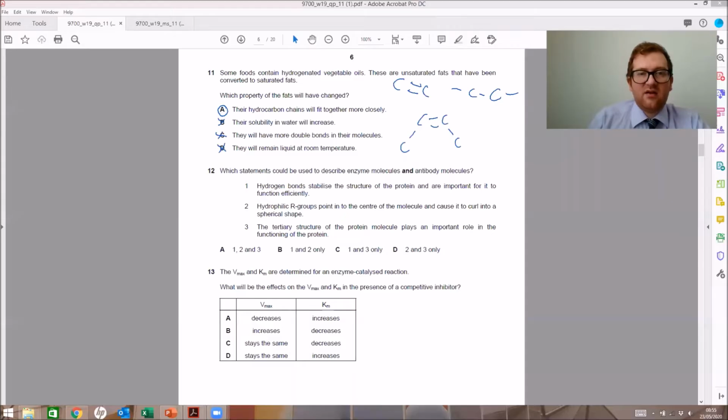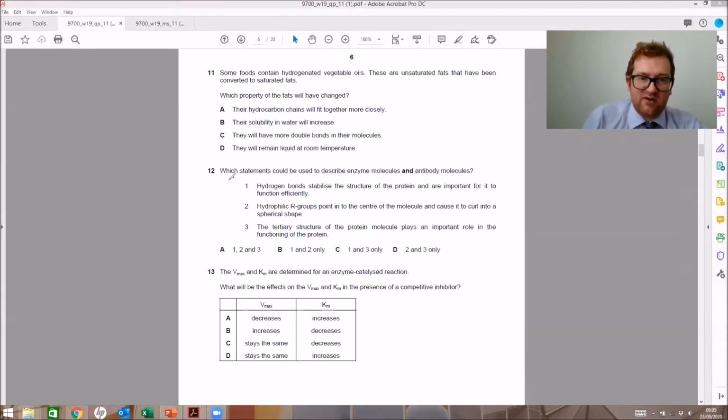Okay. Question 12. Which statements could be used to describe enzyme molecules and antibody molecules? 1. Hydrogen bonds stabilize the structure of protein and are important to function efficiently. 2. Hydrophilic R groups point to the center of the molecule and cause it to curl into a spherical shape. 3. The tertiary structure of the protein molecule plays an important role in the functioning of the protein. So let's have a look to see which statement is true or false.